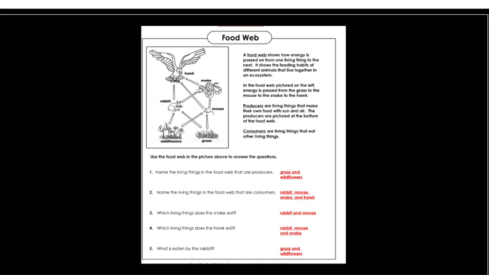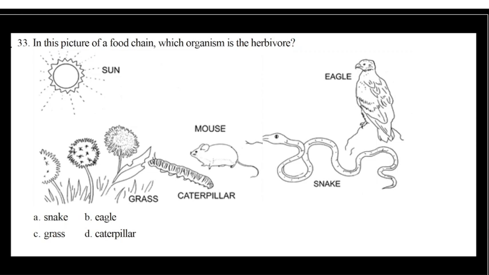And number five, what is eaten by the rabbit? There are two things: grass and wildflowers. Very good. As I get ready to close out this lesson, the last thing we have is our exit ticket.